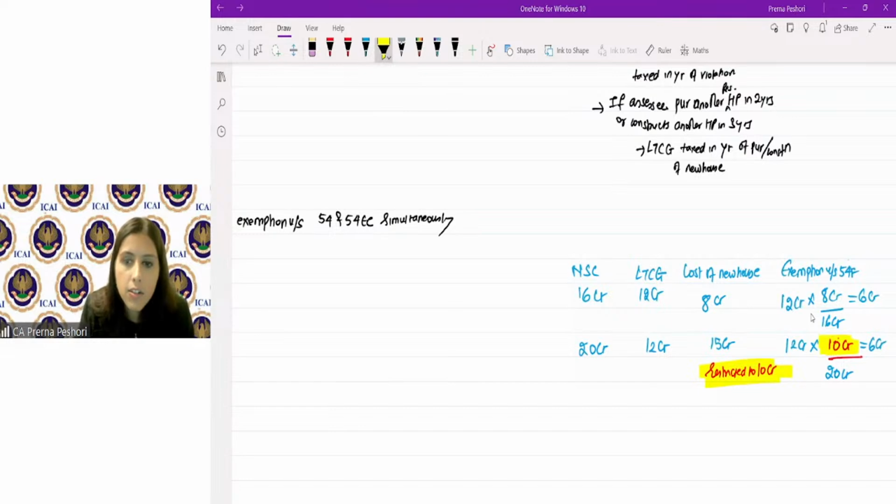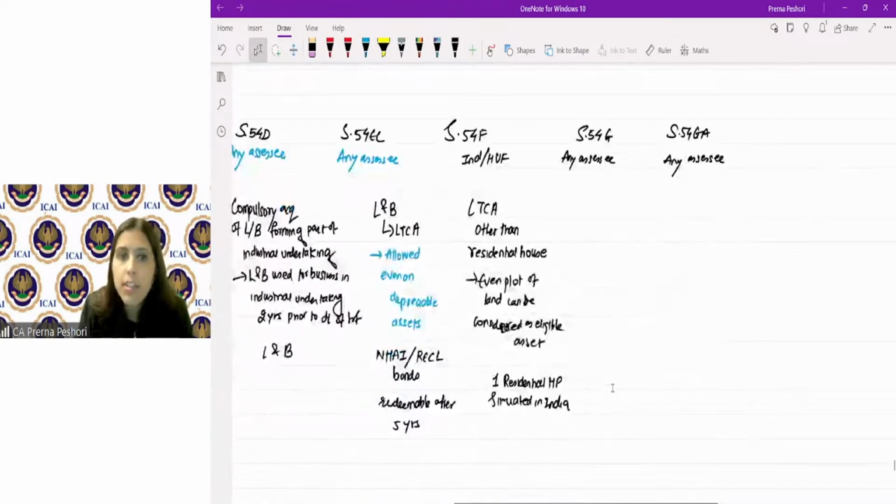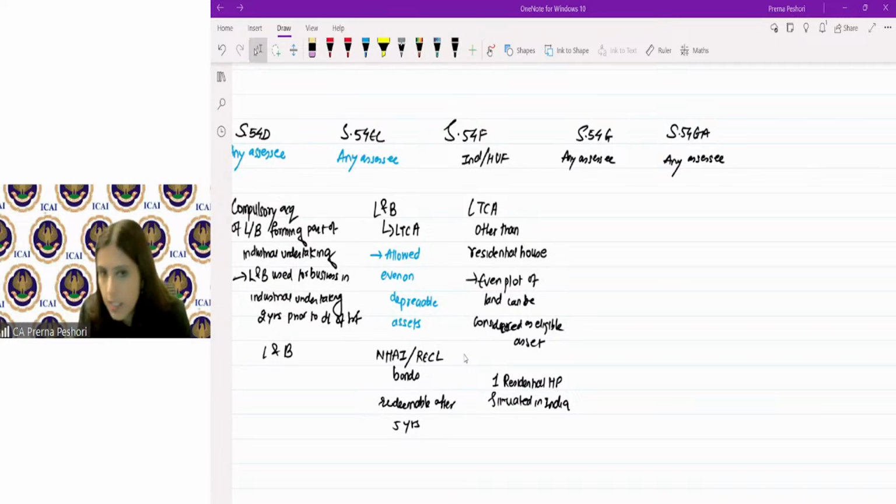Yes, students, is it clear? Yes or no? So this is how you will calculate under 54F. Clear? Next is 54G. Now these are some smaller ones. We have already completed the important ones. The 54G which is there, again this is for any SSC.